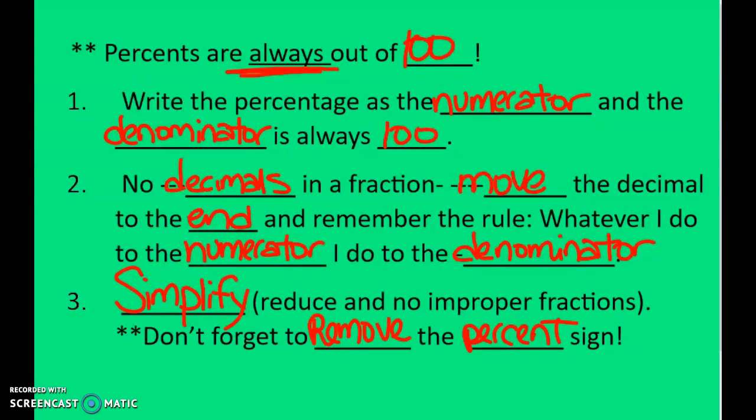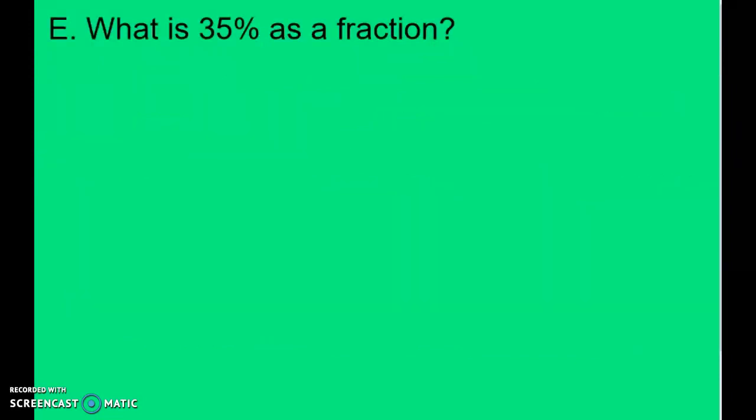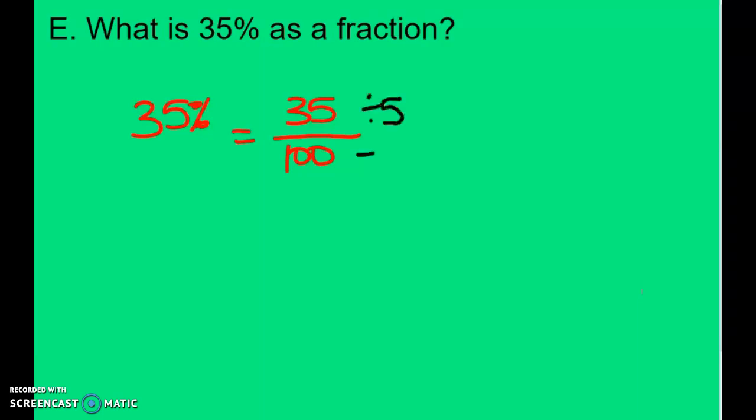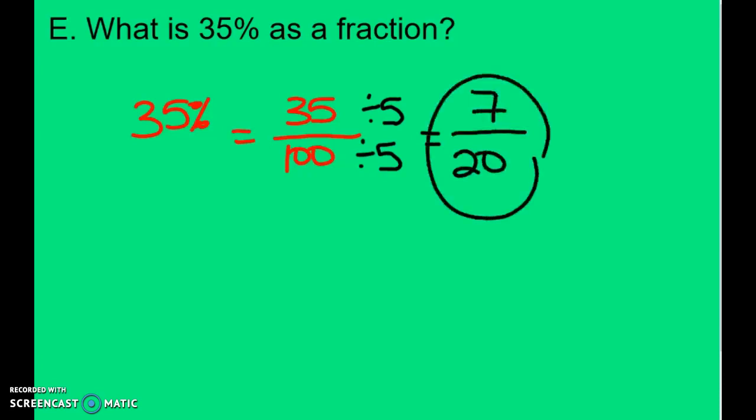Let's look at some examples. Our first example, what is 35% as a fraction? So 35% is the same as 35 over 100. Then we just simplify. I know they both can be divided by 5. I'm going to divide the top by 5. I'm going to divide the bottom by 5, which is equal to 7 over 20. And that's as simple as it gets.